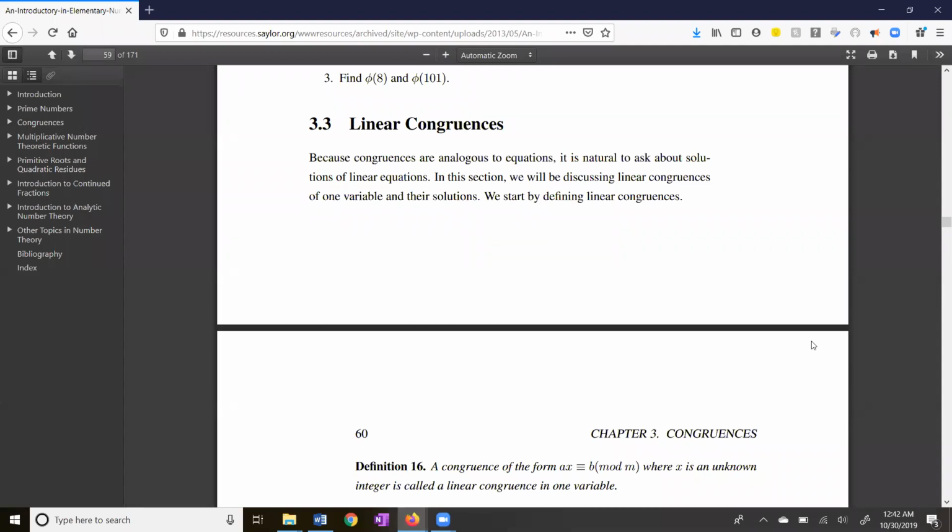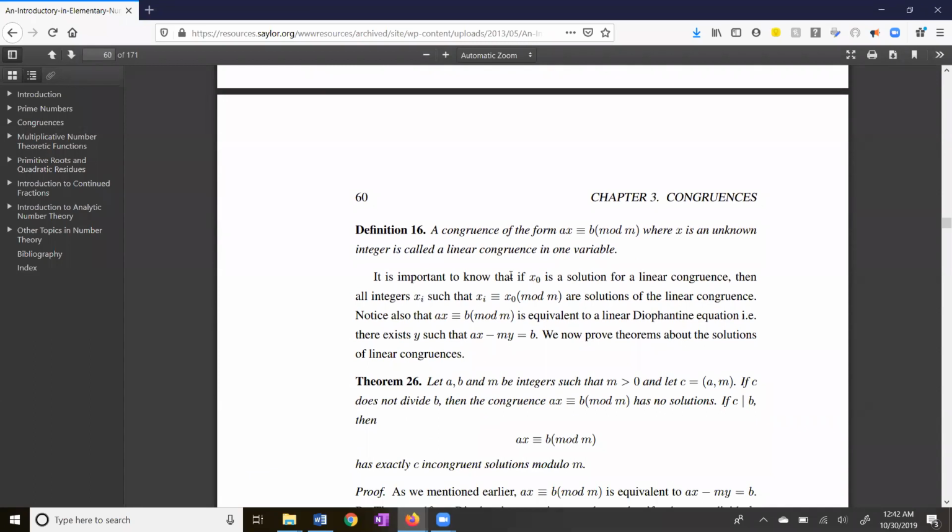I'd like to take this in slightly different order than presented by our author and go to the linear congruence because this is an easy concept. A congruence of the form AX is congruent to B mod M, where X is an unknown integer, is called a linear congruence. So congruence is kind of like an equation, except it's not equals, but congruent. And our main goal is to solve congruences of the form AX is congruent to B mod M.